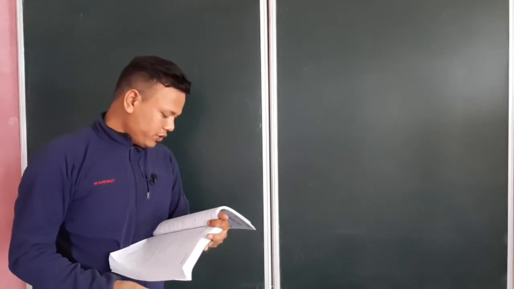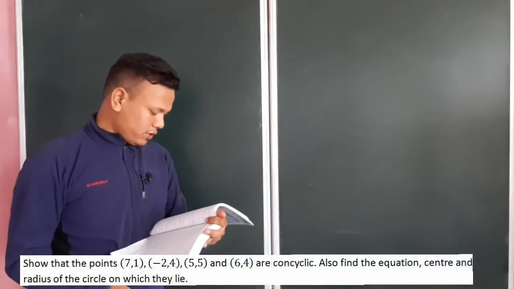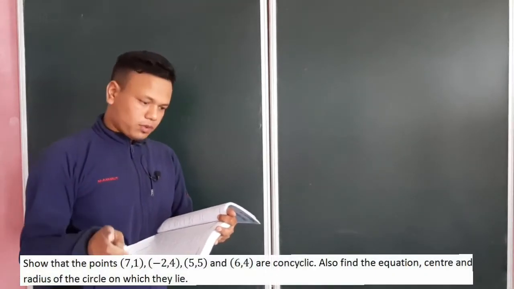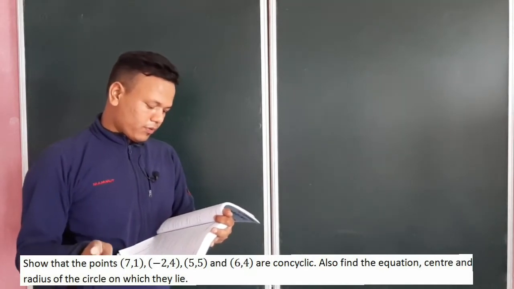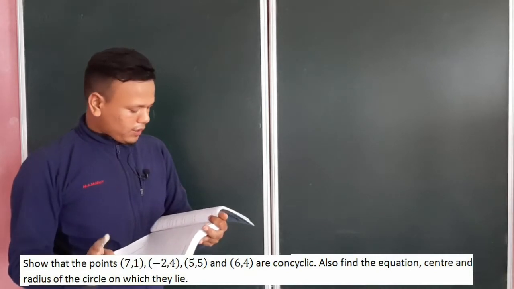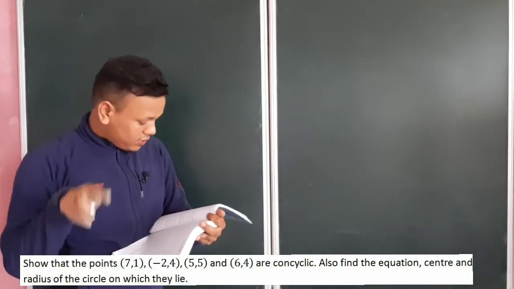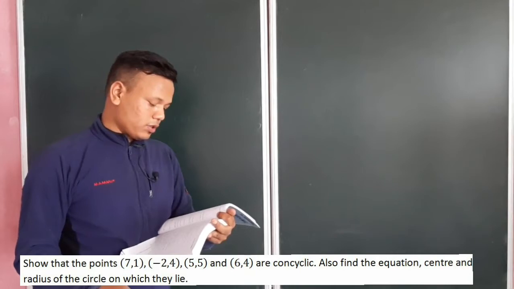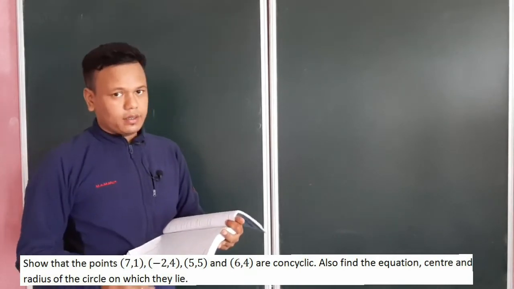Now let me take question number 13. So question 13 says, show that the points (7, 1), (minus 2, 4), (5, 5) and (6, 4) are concyclic. Also find the equation of the center and the radius of the circle on which they lie. What's the meaning of this?